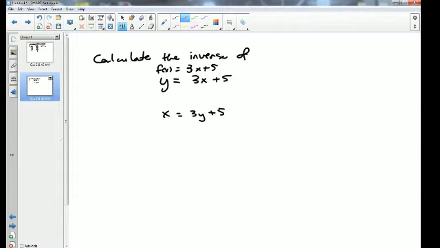So first step, we want to isolate. What's the first step? Subtract 5. You're like, why are you asking me this? This is elementary. And then? Okay, so y is x minus 5 over 3.